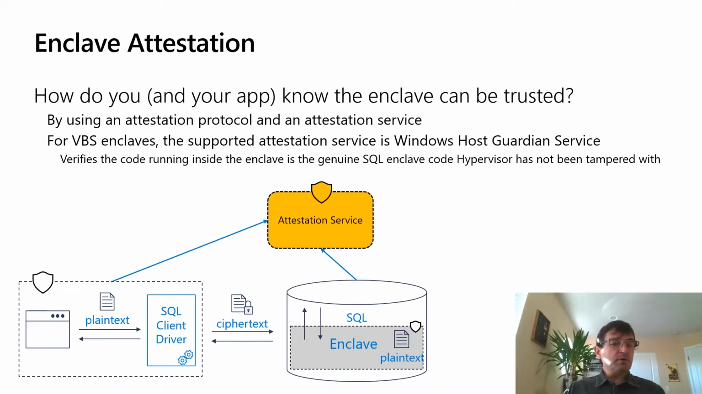In SQL Server 2019, we are leveraging Windows Host Guardian Service as an attestation service. It's a role in Windows Server 2019. You need to make sure that it is available. It runs in your environment on a different machine or a set of machines for high availability.